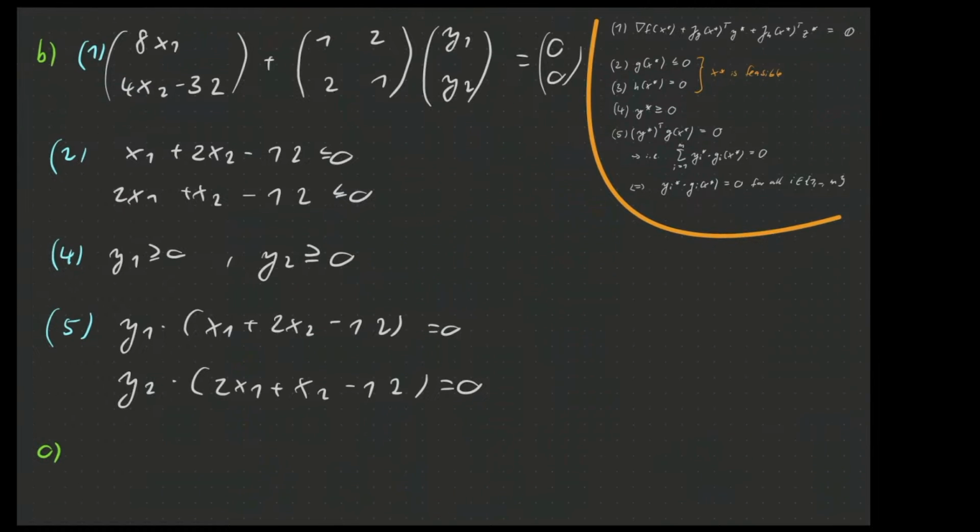And then finally in part C, we again get a point. In this case, this is the point 4, 4. And the question is: is this an optimal solution, or at least a candidate for an optimal solution? Again, what we do is we substitute that into the KKT conditions, right, so into this 1 to 5.